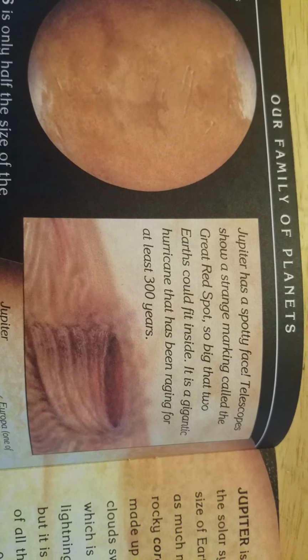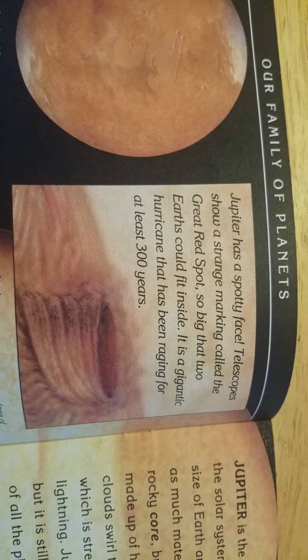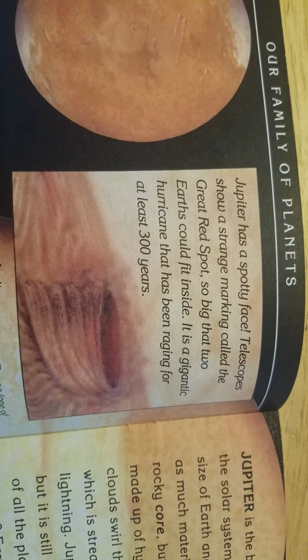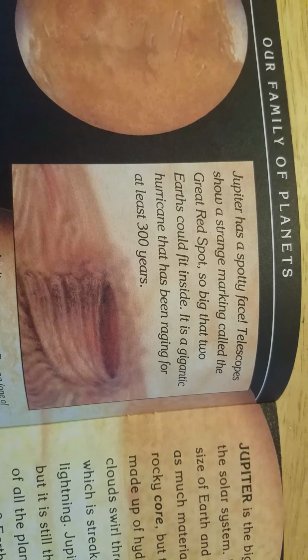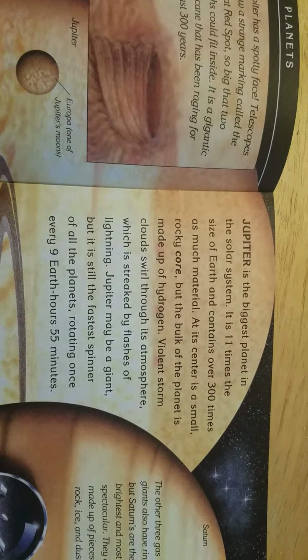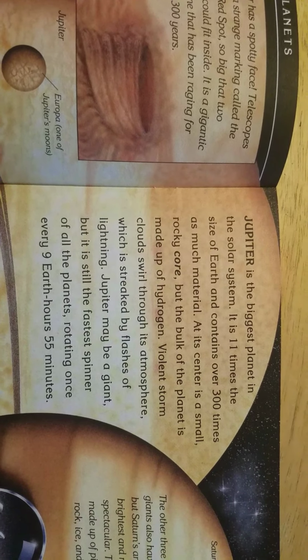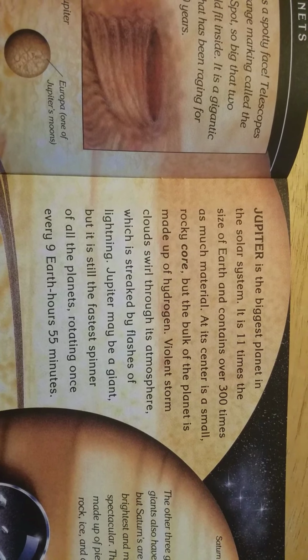Jupiter has a spotty face. Telescopes show a strange marking called the Great Red Spot, so big that 2 Earths could fit inside. It is a gigantic hurricane that has been raging for at least 300 years. Jupiter is the biggest planet in the solar system. It is 11 times the size of Earth and contains over 300 times as much material.